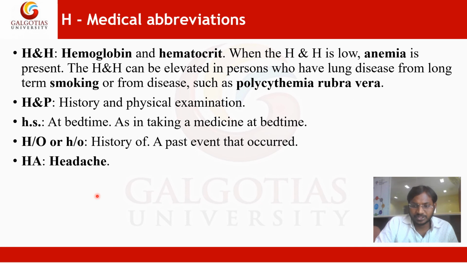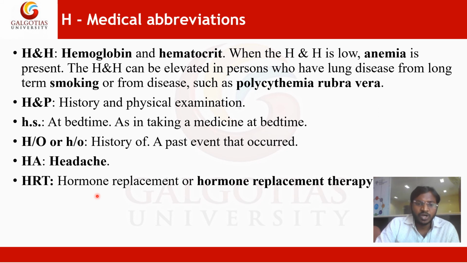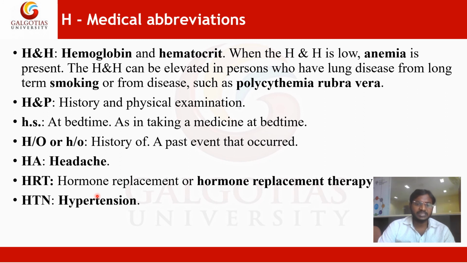Next one, HA, headache. Simply headache. Like the complete head is in pain. Next one, HRT, hormone replacement therapy. Some people are having thyroid abnormality or follicular stimulating hormone abnormality. That time we provide medicine based upon the concentration present in the blood. We give a particular dose, 5 mg, 10 mg, 20 mg, like that. The drug concentration will be increased based upon the patient's concentration values. Next, HTN, hypertension, high blood pressure.